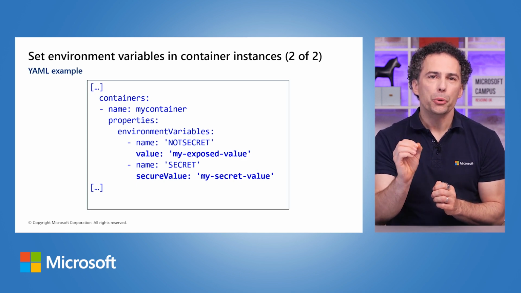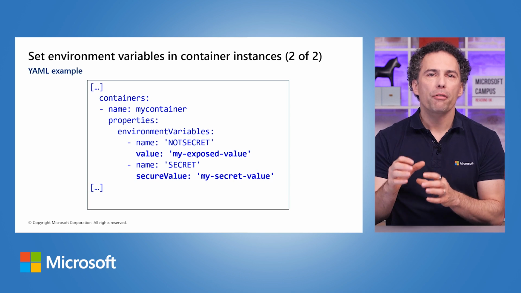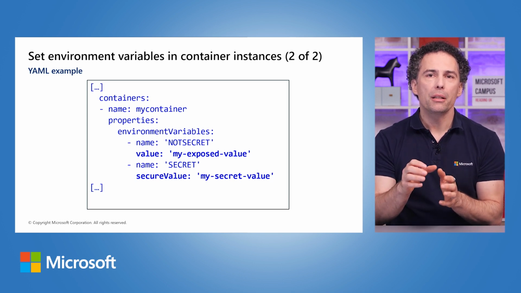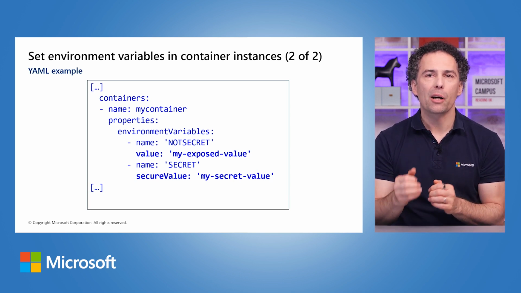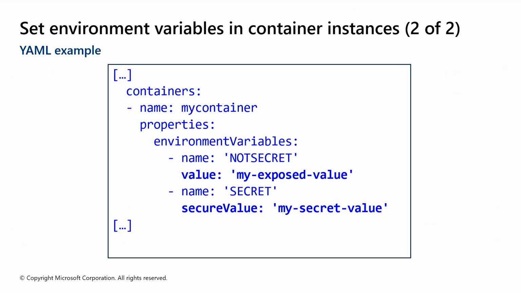Using the value keyword, the value of my exposed value here can appear in command line outputs or logs. When you use the secure value property instead, the value will be protected from that kind of exposure. If I run an AZ-CLI command to query all environment variables and their values, the response would only show the insecure values, and for the secure ones, I'd see null instead.